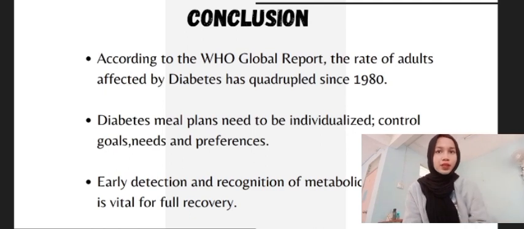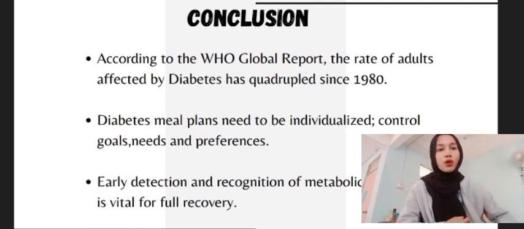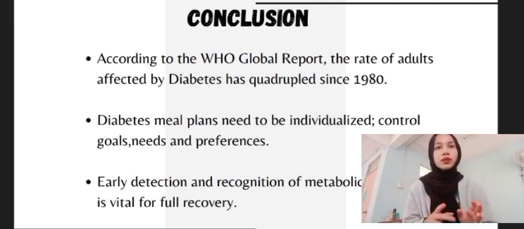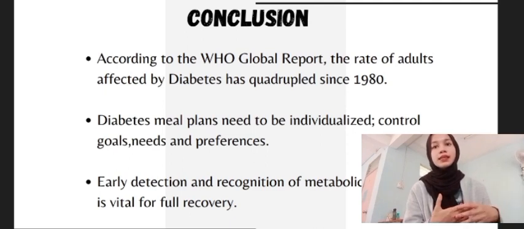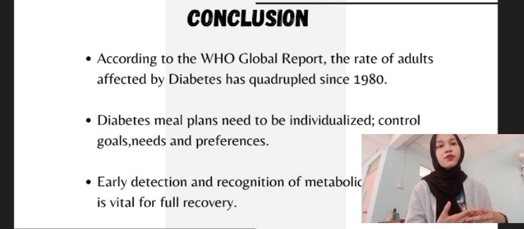And the last for the conclusion for the whole graph: according to the WHO Global Report, the rate of adults affected by diabetes has quadrupled since 1980. And second, diabetes meal plans need to be individualized, with control goals, needs, and preferences. And lastly, yearly detection and recognition of metabolic complications is vital for full recovery.